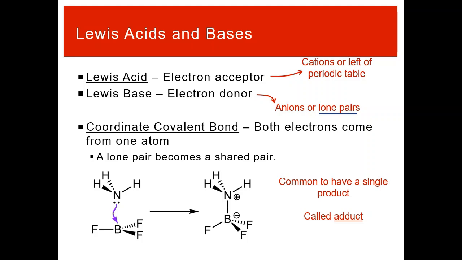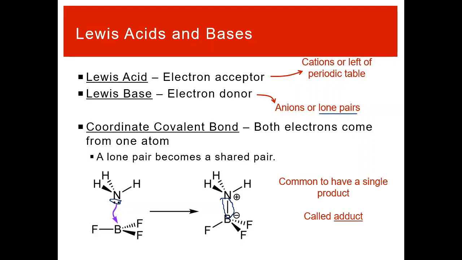Here's an example where the lone pair on this nitrogen donates in and becomes the bond between the nitrogen and the boron atom here. A lot of times in this Lewis acid-base chemistry, you form a single product. You don't just break off a hydrogen atom. Oftentimes you see this in acid-base chemistry, and we call these adducts, the molecules that form as a result of these coordinate covalent bonds.